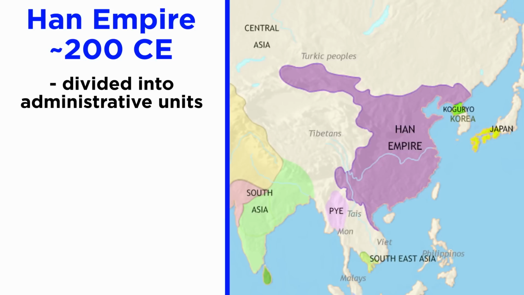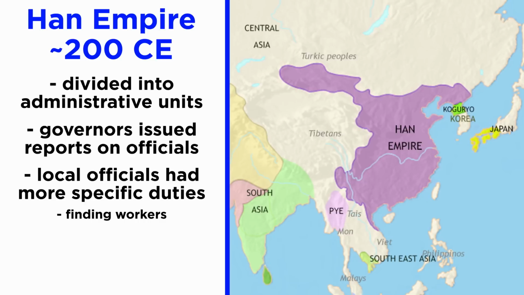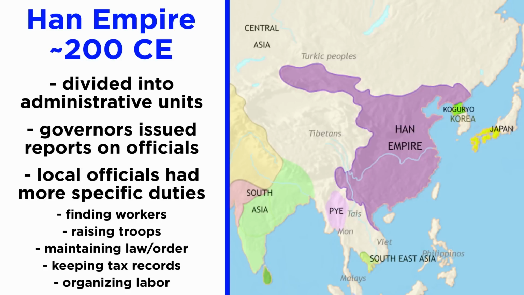The empire itself was divided up into administrative units from large provinces to hamlets of 100 families. The provincial governors issued reports about the officials in the regions under their control, while more local officials were in charge of finding people fit for government service, raising troops when necessary, maintaining law and order, keeping tax records, and organizing the labor required of each subject, which amounted to 1 month out of the year.